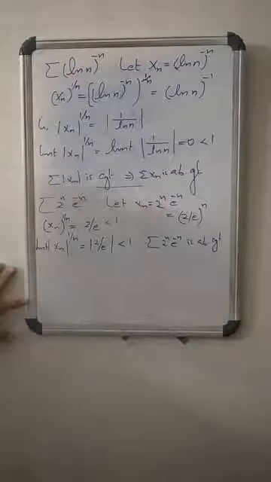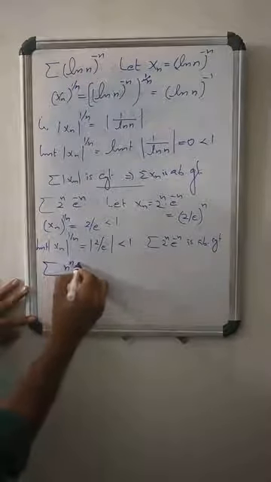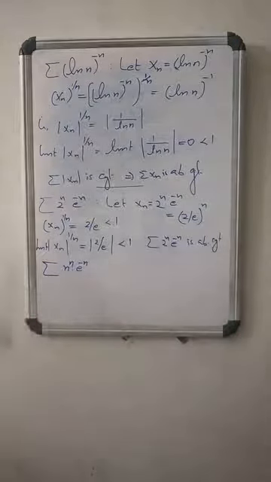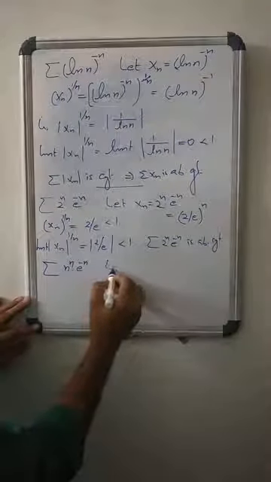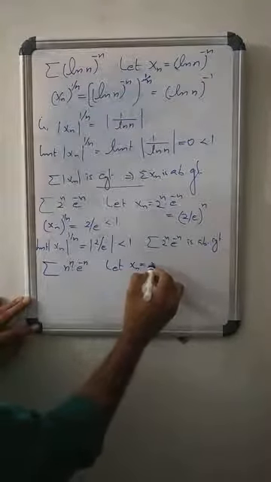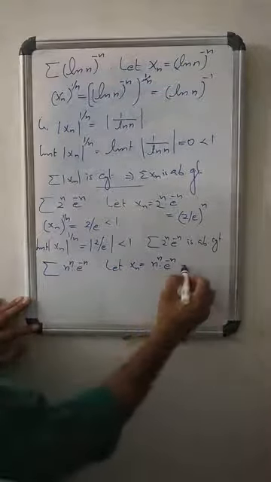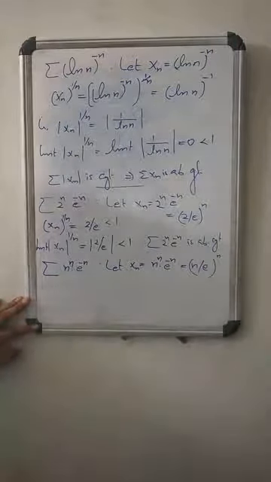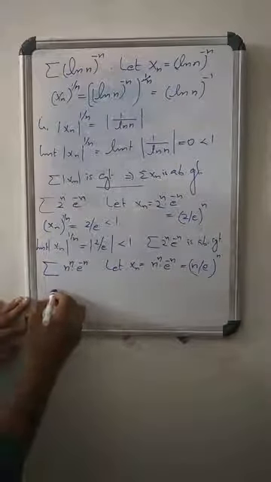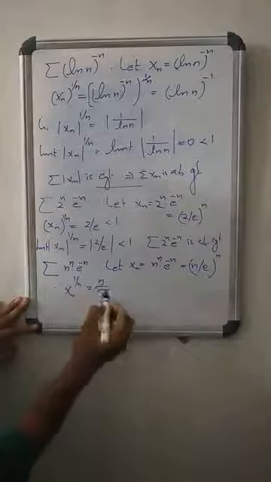Okay. What about the next one? Consider another series, sigma n power n into e power minus n. Is it absolutely convergent or not? By the same arguments, let xn equal n power n into e power minus n. N power n into e power minus n is (n by e) to the power n. Agreed? Therefore, xn to the power 1 by n is only n by e.